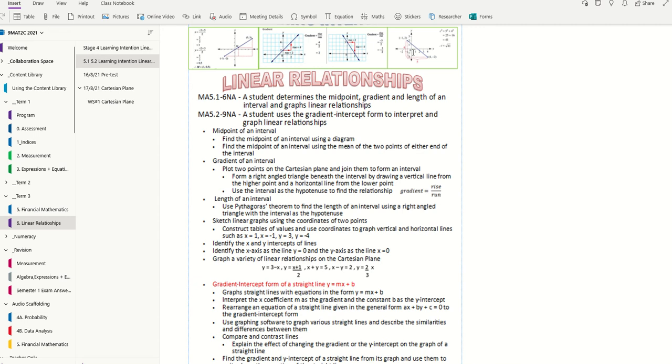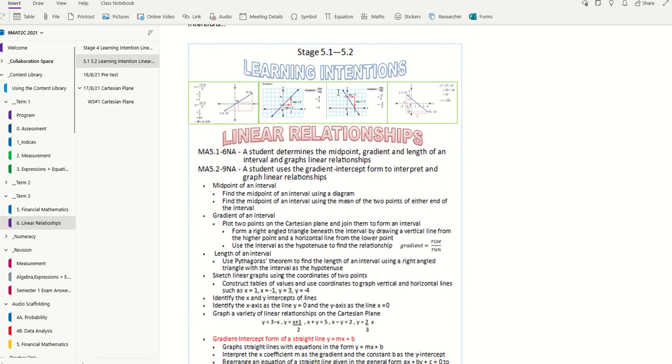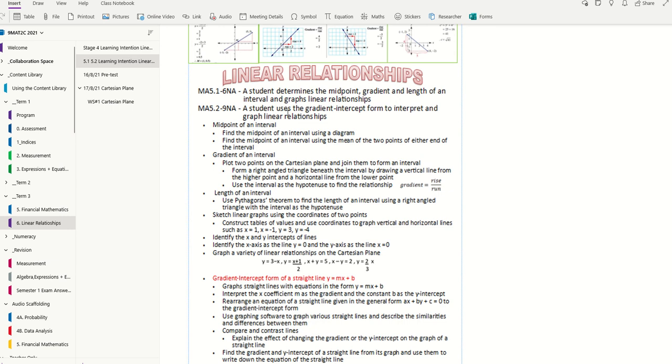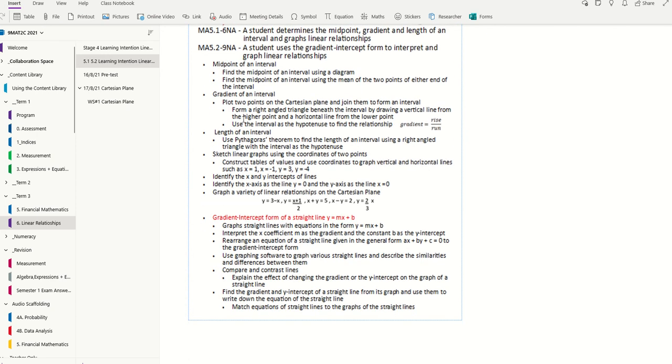Now, if we have a look at our new poster for stage 5.1, 5.2, so we're doing some from both of those. We see the 2 points here. One, a student determines a midpoint, gradient and length of an interval and graphs linear relationships. And then the 5.2 outcome, a student uses the gradient intercept form to interpret and graph linear relationships. So we're pretty much going to start by going straight into this.